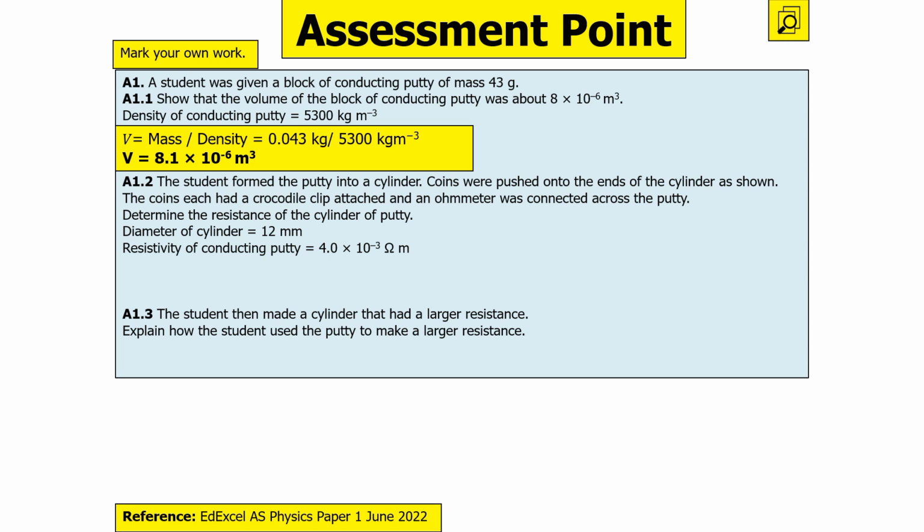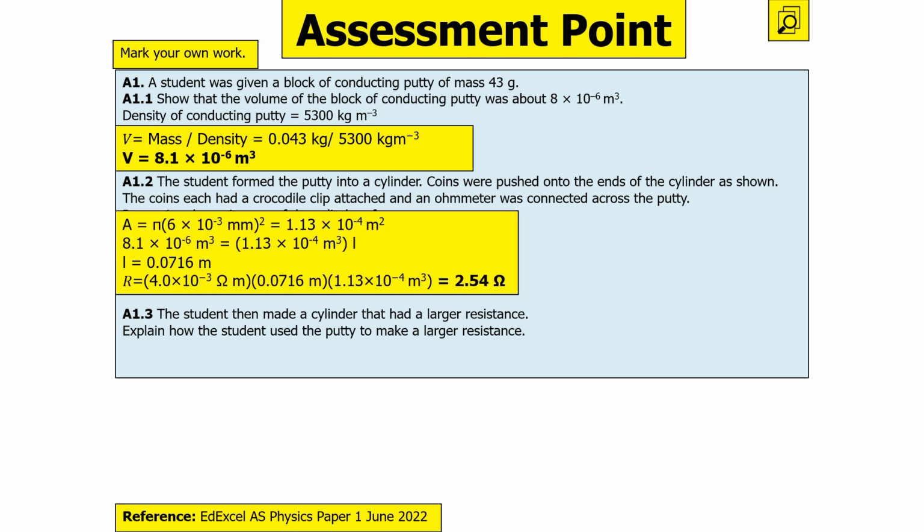So it's 8.1 times 10 to the minus 6 meters cubed. In our next question, we can work out our area, because area is pi r squared because it's a cylinder, so the cross-sectional area will therefore be a circle. So you can work it through, remembering to turn any diameter into a radius and the millimeters into meters. So you can get 1.13 times 10 to the minus 4 meters squared.